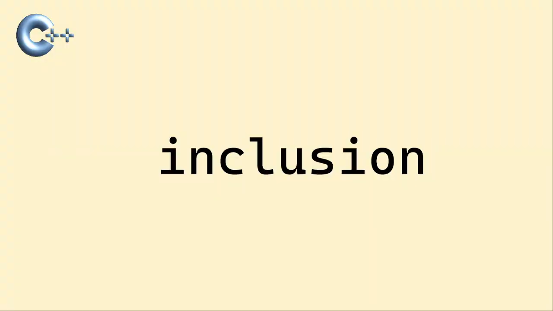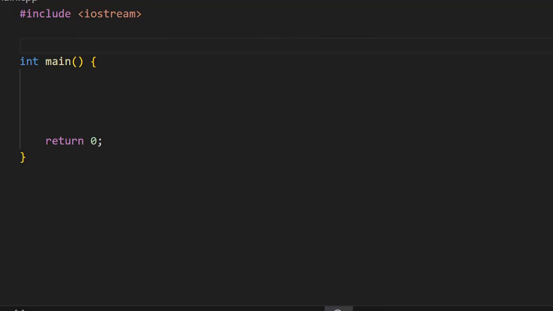Now it is time to talk about inclusion polymorphism. This is a runtime polymorphism, which means polymorphic behavior of a function is determined at runtime, not at compile time. This polymorphism relies on inheritance and virtual functions. Let's learn it more through coding.